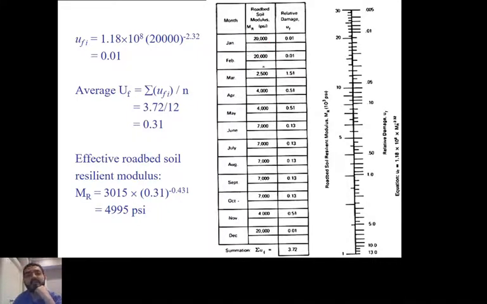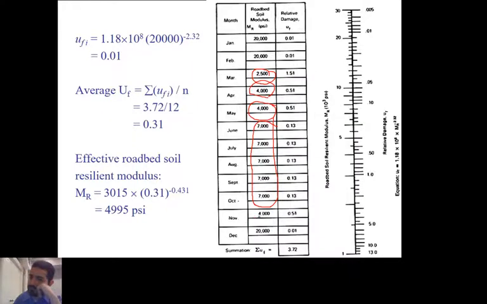February, it may stay as is. In March, all of a sudden, now we are getting into the spring where the water is thawing, and now we reach one of the lowest values for the resilient modulus in the month, which is in March, 2,500 psi, very low. In April, it started to pick up, 4,000, stay 4,000 in May. June, July, August, September, October, they are about the same, 7,000.